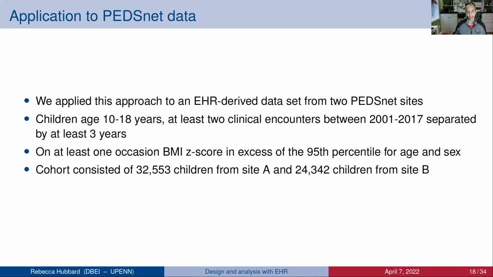So we identified a set of children aged 10 to 18 years with at least 2 clinical encounters, so some minimum quantity of data available in the database. And on at least one occasion, they had to have a BMI Z-score in excess of the 95th percentile. So that's what we considered as putting them into a high-risk group for type 2 diabetes. And this gave us data from about 55,000 kids across the 2 sites.